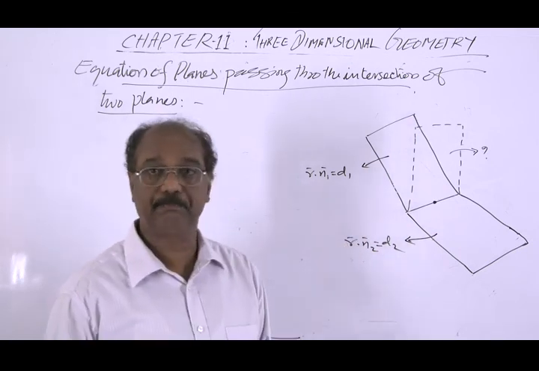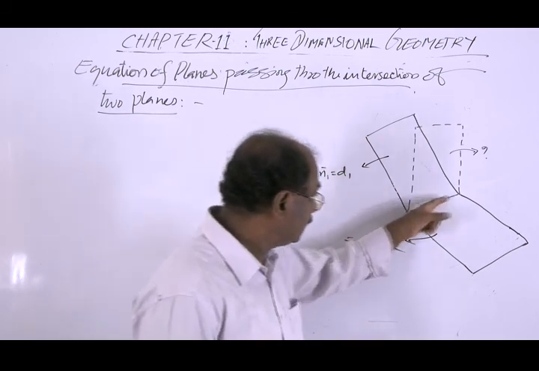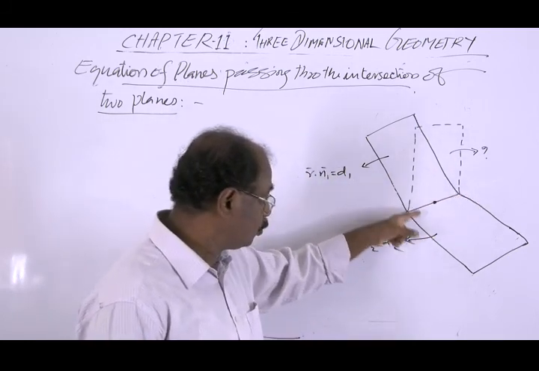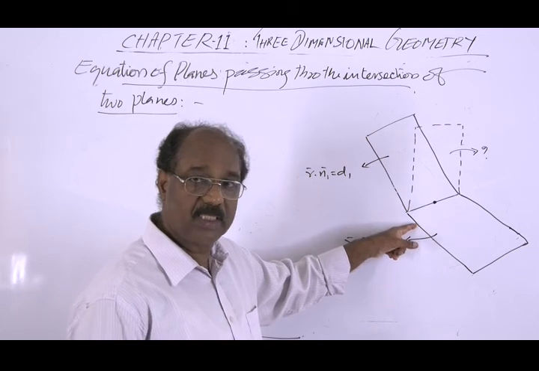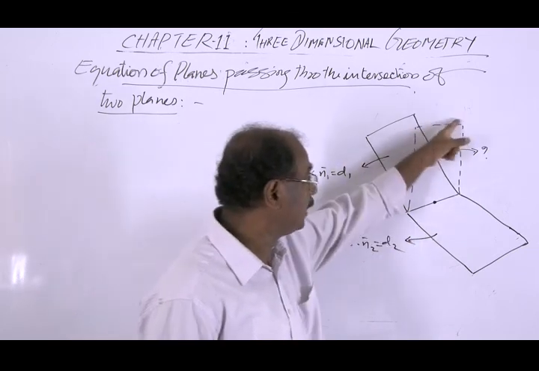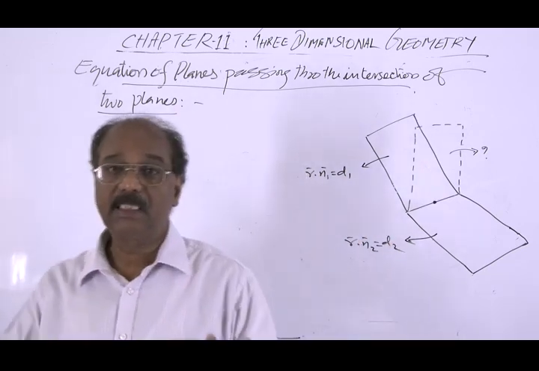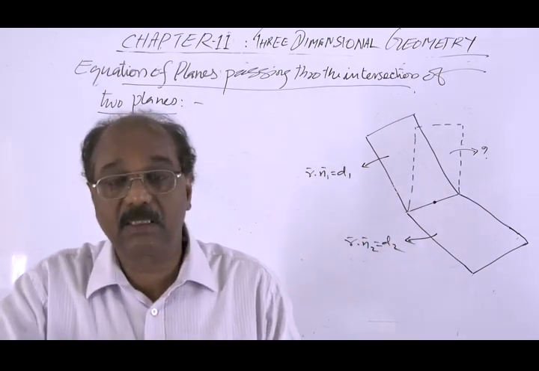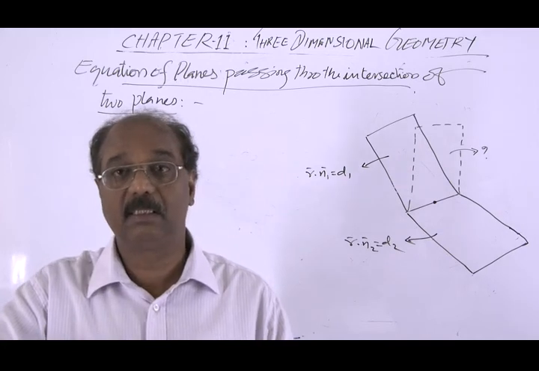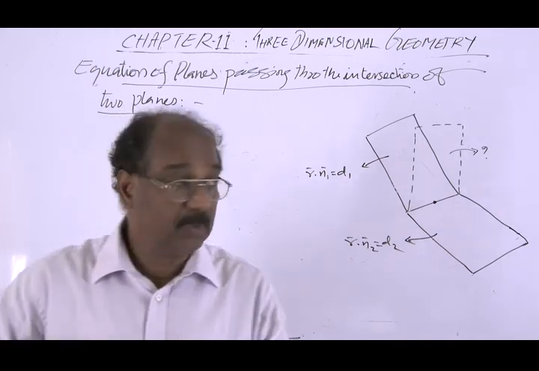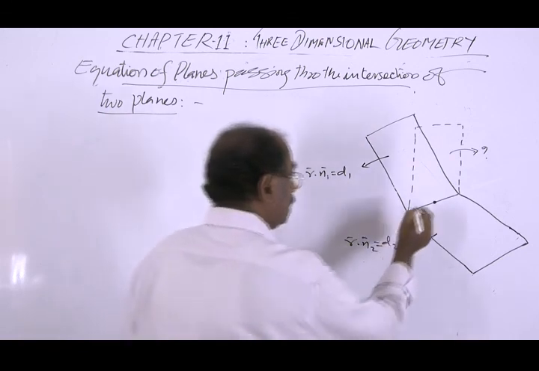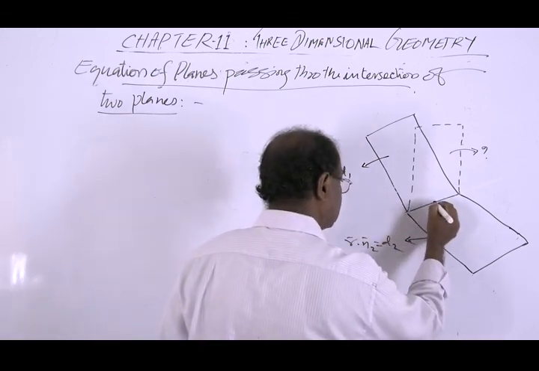Equations in the normal form. And this is the line of intersection of these two planes. We want to find this third plane through this line of intersection, that is, the plane passing through the intersection of the two planes. Now suppose this is a point on the line of intersection.